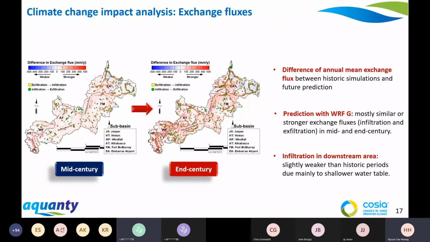And we also compare the exchange flux difference in mid-century and end century. As you can see, red means a stronger exchange flux that combines the infiltration and exfiltration together. So both infiltration and exfiltration are stronger in mid-century and end century. Especially in end century, you can see the stronger exchange flux along the Athabasca River and its tributaries. That means the groundwater seepage flux is also stronger in end century. Next, please.